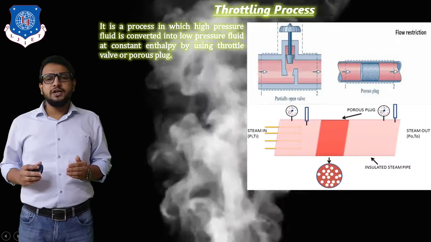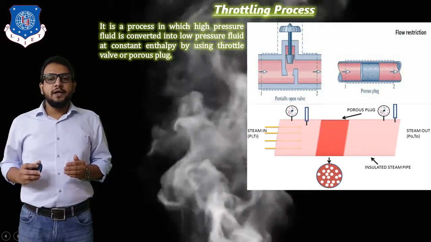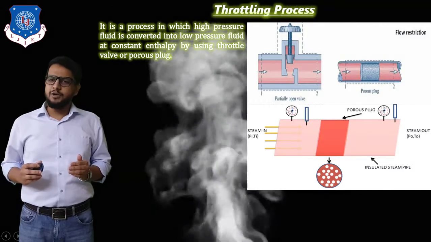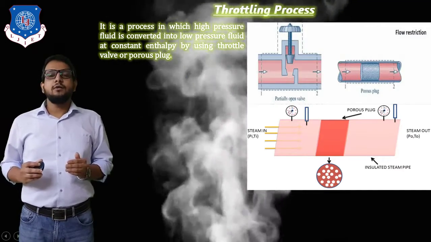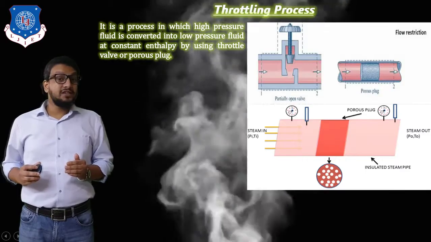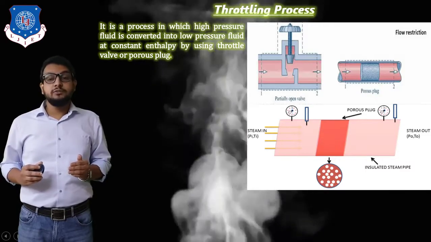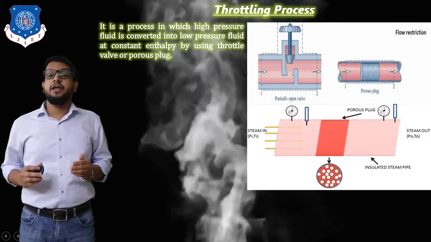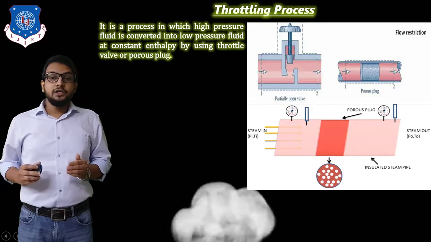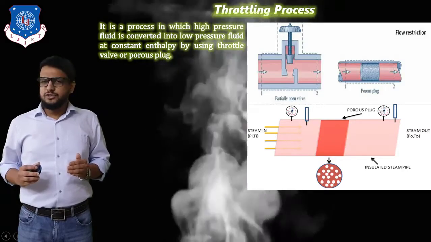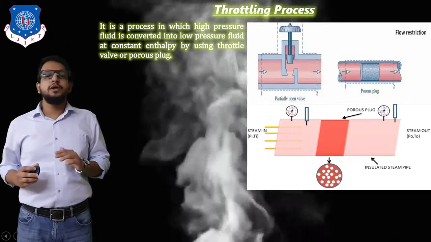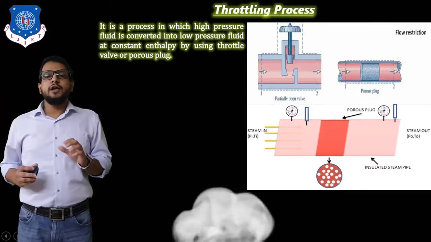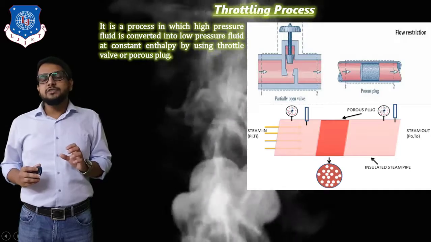As you can see in our first diagram, I have shown an insulated pipe through which, let's say, steam is flowing. Initially the steam is at high pressure. After passing through this orifice portion or narrow passage, its pressure is going to be reduced, and that is done by means of a throttle valve, because of a reduction in the area of the pipe. The first condition is that the pipe is totally insulated, which means there will be no heat transfer from the system to the surroundings.